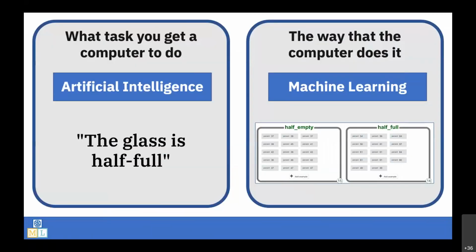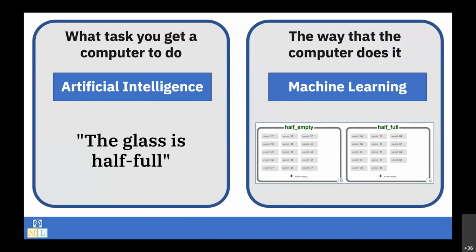So the task you got a computer to be able to do was to describe the glass based on how much water is in there. And because being able to describe something is sort of smart, we call that artificial intelligence. The way you did it was using a technology and a technique called machine learning. You collected examples of when you would describe a glass as half full and when you would describe a glass as half empty, and you used those examples to train the computer to be able to do that job.